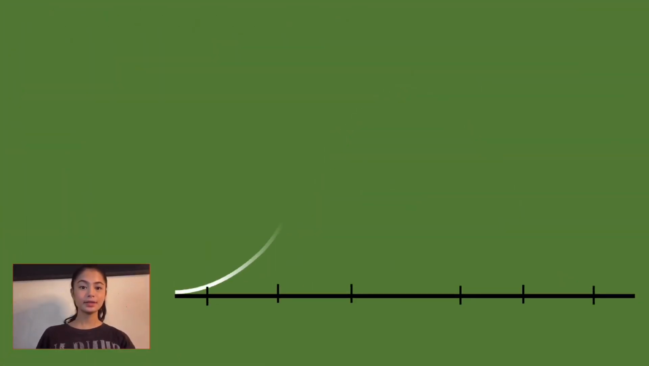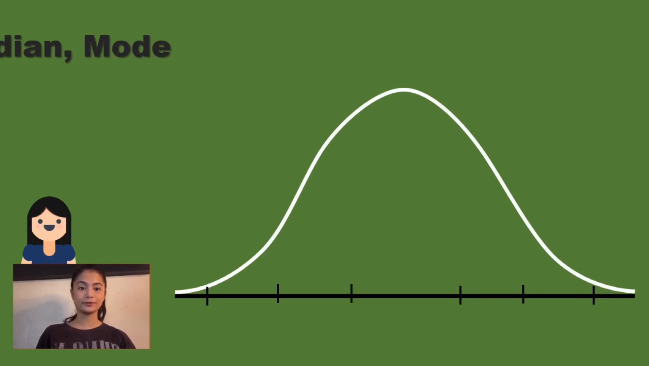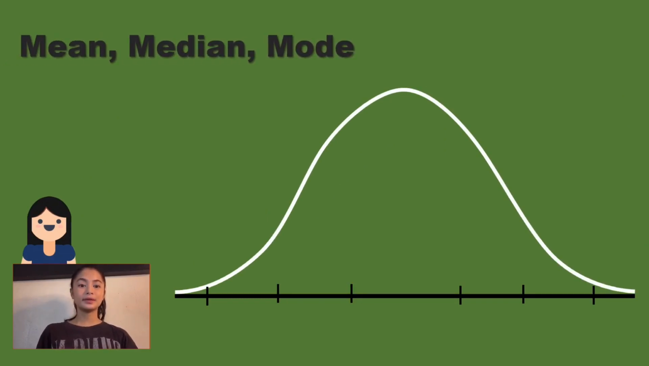Hi, I'm Alezandra Shanelle and we are going to talk about the mean, median, and mode in a normal distribution. Here's the example of the normal distribution graph. This graph has its mean, median, and mode. Did you know where it is located? Find it in this graph.